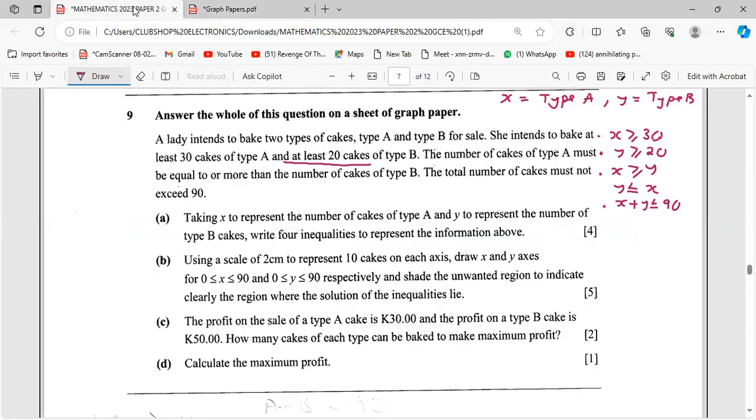Now, using a scale of 2 centimeters to represent 10 cakes on each axis, draw the X and Y axes. Both the X axis and the Y axis use 2 centimeters to 10, starting from 0 to 90. And you can see that there are no negative numbers.